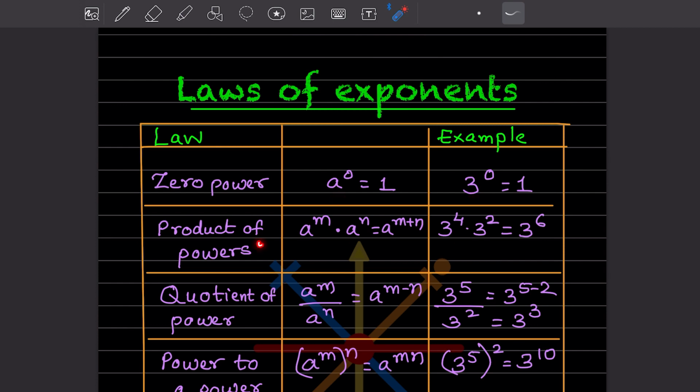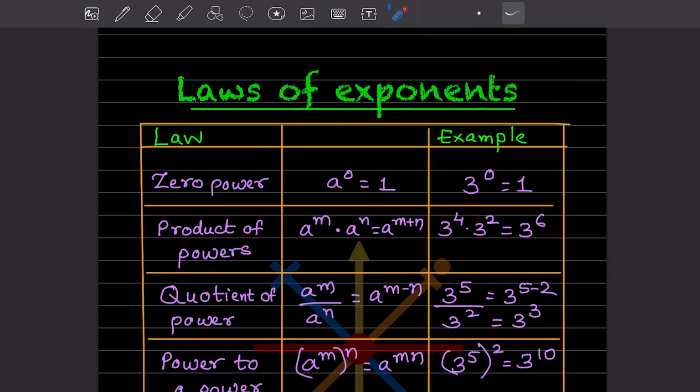So product of powers means, product means you know the multiplication. So we can also put a dot over here, or we can put a cross, that is a multiplication sign. So whenever the bases are the same and the exponents are different, we add them. For multiplication, we add. So this is the example, suppose a is 3. So these bases are the same, so we add the exponents, that is 4 plus 2, that is going to be 6.